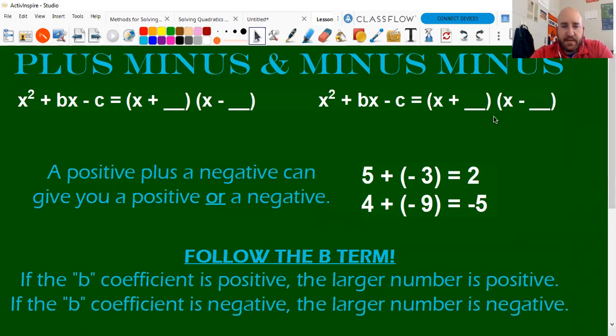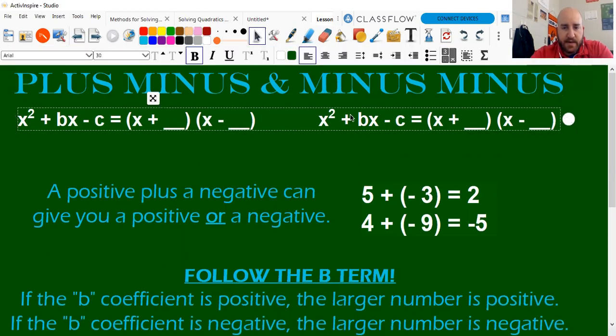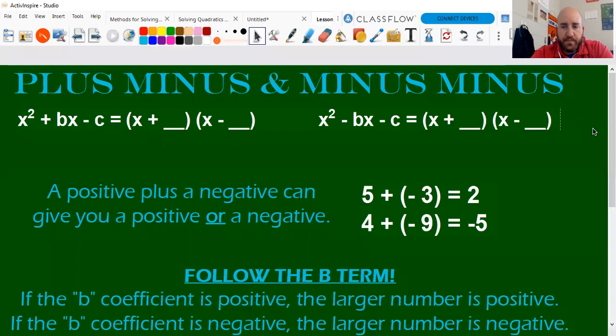Plus and minus and minus. So plus, minus, minus, minus. Again, I did not fix that. Let me fix that. It's supposed to be minus, minus. All right.